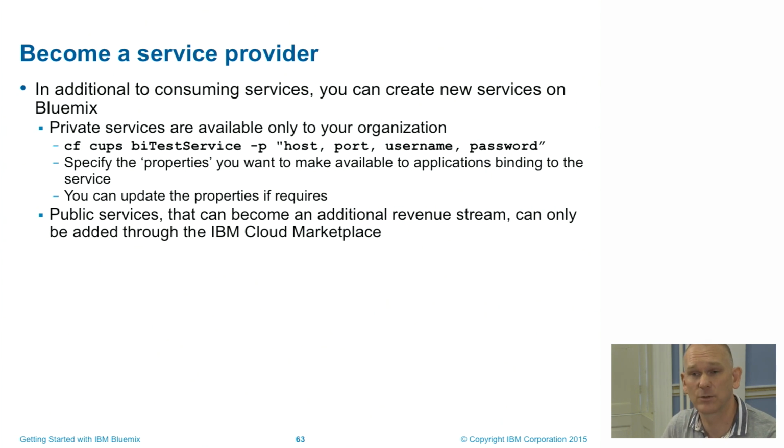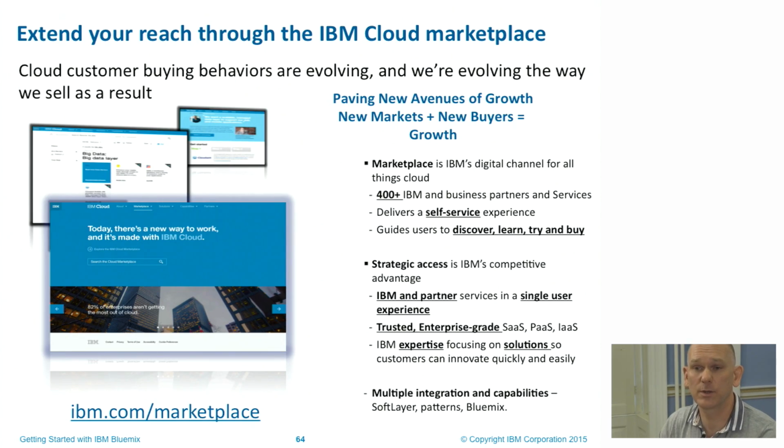The other type of service you can create is a public service. This is where you go through a process and become part of the catalog in Bluemix. And the way you do this is by getting into the IBM Cloud Marketplace. So customers are really changing how they're buying IT. In our personal lives, we've changed how we buy music, how we buy books, how we switch to online shopping. With IT services, we're seeing a similar change. People are now looking to buy online.